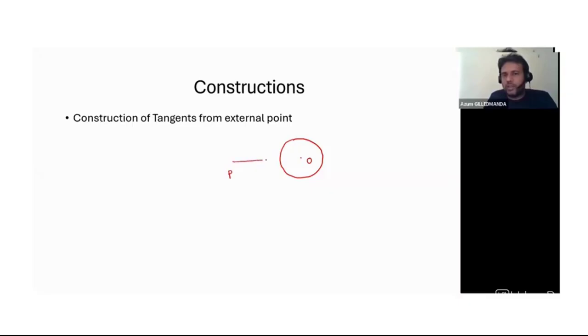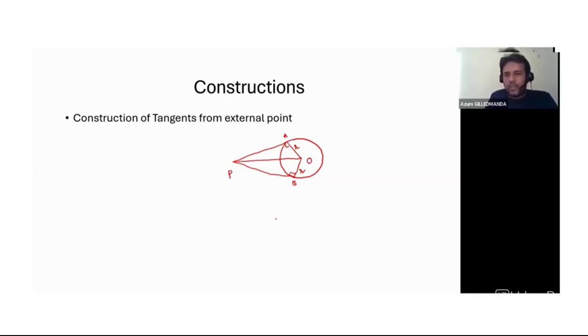So let's join this OP. From this point, we can draw two tangents. Let's say it is touching at the points A and B. This is the rough sketch I'm drawing, and I'll tell you the steps to construct that. If we join OA, this is the radius, and it makes an angle of 90 degrees there. And if we join OB, that is also the radius. So PA is the length of the tangent, and also PB is the length of the tangent. Now, how to construct these tangents?